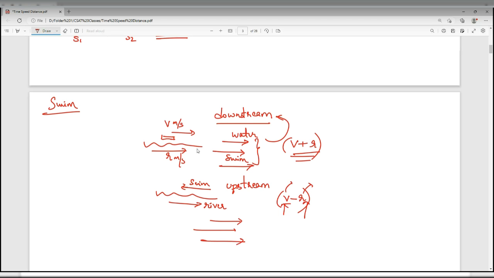So this is one concept that you have to note down. When the swimmer is swimming downstream, it would be v plus r, where v is the swimmer's velocity and r is the river's velocity or speed. And when he's swimming upstream, in that case, we take v minus r. v is the velocity or speed of the swimmer, and r is the speed of the river, flowing in the opposite direction. This is one concept.